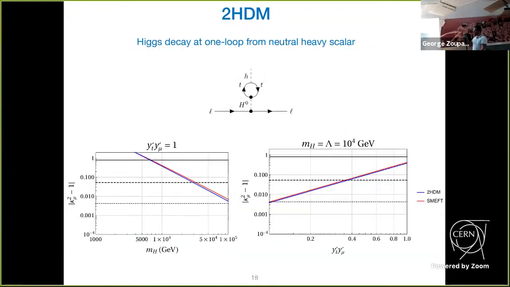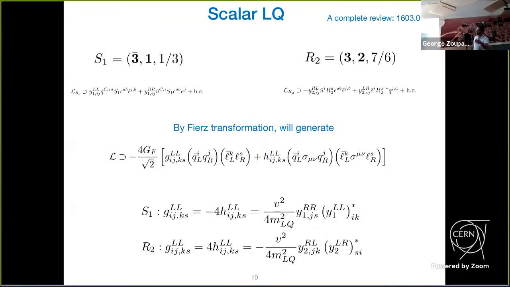This is for the G-2, and instead for the Higgs decay, we have a similar one loop diagram, which is not chirally suppressed, and we get exactly the same result. So the two Higgs doublet model, which is the blue line, perfectly, I don't want to say perfectly because it's a log plot, but we checked there is around 95% agreement with this MEFT calculation. Same thing with the scalar leptoquarks.